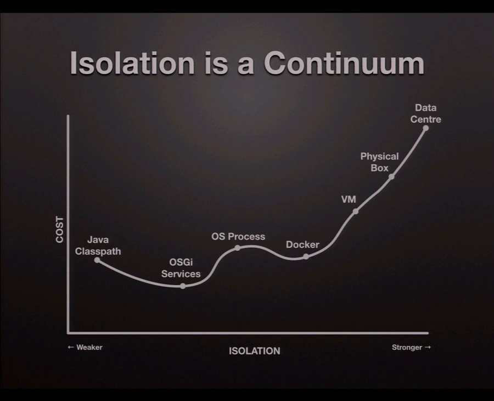So OSGi does provide that level of isolation, and it works really well. But of course, I'm not isolated against somebody else in the same JVM crashing or running out of memory or something along those lines. And so it's at that point where, if you want an additional level of isolation, such as crash isolation and so on, you need to have separate processes.